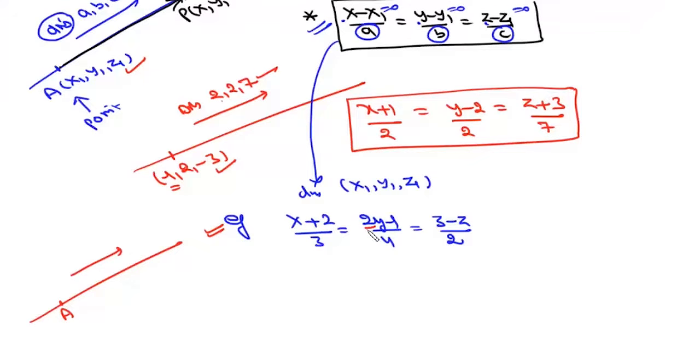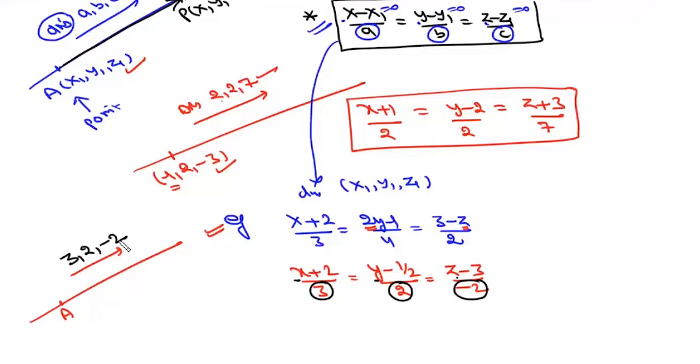Now here coefficient of y is not 1 and coefficient of z is also not 1. So what we'll do is we'll write this as x plus 2 by 3. Now here we need to make this coefficient 1. So we'll divide everything with 2. So we'll write y minus 1 by 2 upon 2. And here it is minus 1. So we'll multiply and divide with minus 1. So we'll write z minus 3 upon minus 2. Now here coefficients of x, y and z are 1. So direction ratios of this line are 3, 2 and minus 2.